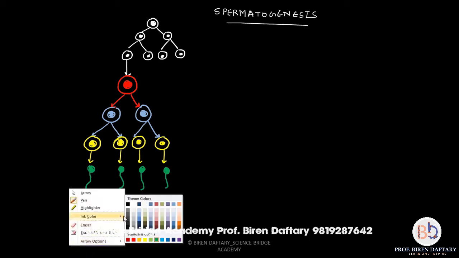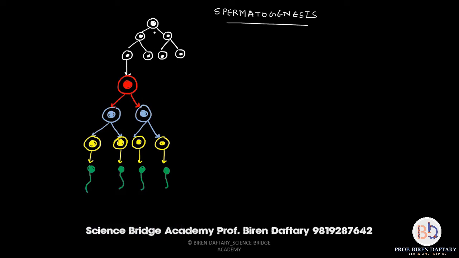Now we'll do one thing, we'll label all the process cells. The first cell, as I told you, is the primordial cell. It is a diploid cell formed from the germinal epithelium of testes. That is the starting of spermatogenesis. They'll undergo mitosis to form spermatogonia, that is plural; spermatogonium is singular.